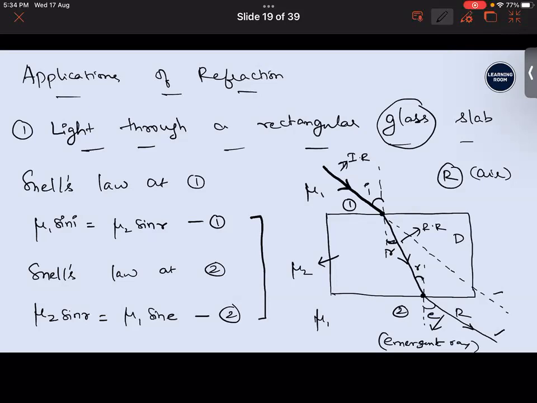Tell me. Sir, at any situation, will the incident ray coincide with the emergent ray? Extended incident ray. It cannot happen. It cannot, because the light has taken a bend. Had it not taken, then it would have happened.